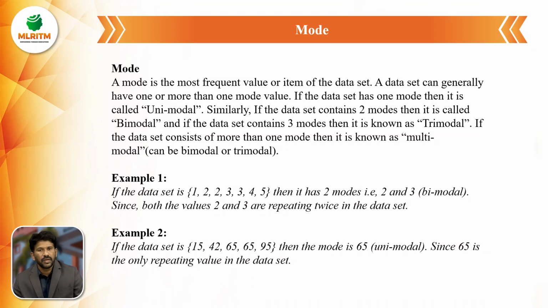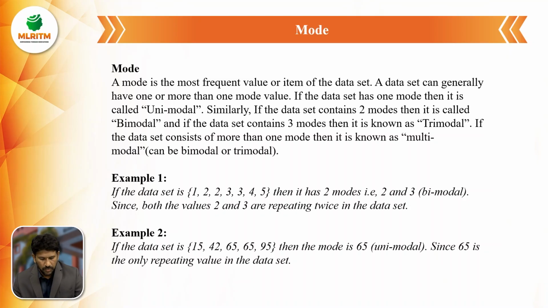When only one value is repeated in the entire data set, we call it unimodal. When two modes are repeated in a data set, we call it bimodal. When three modes are repeated in the same data set, we call it trimodal. When there are more than three, we call it multimodal.